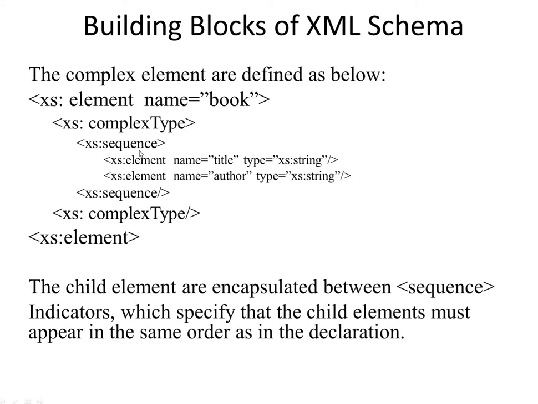Within this tag, two sub elements are mentioned. The first sub element of this book element is named title, and its type is string. Another sub element is author, whose type is string. Both of these sub elements are encapsulated in a sequence tag. This sequence tag specifies the sequence of these elements in an XML document.